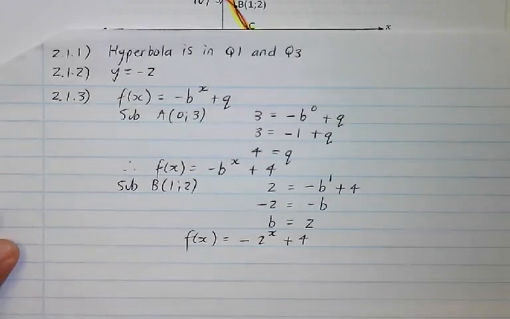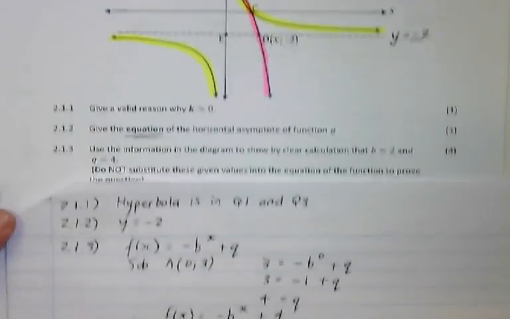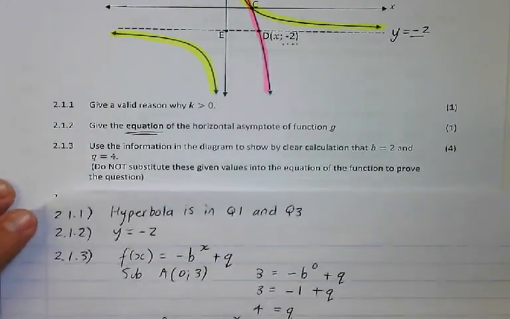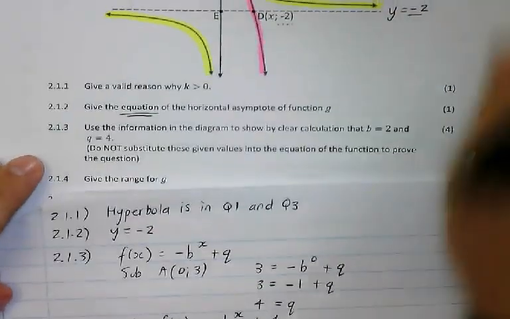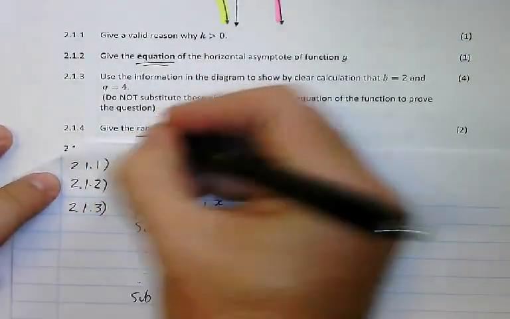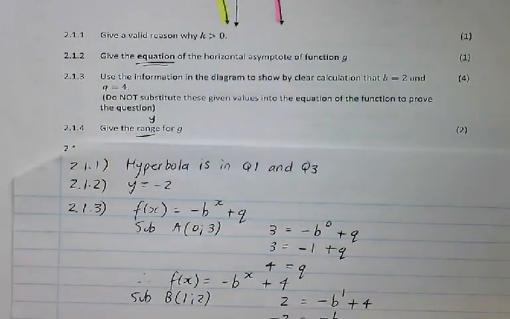2.1.3 says the following. Use the information in the diagram. Okay, we just did number 3. Number 4, give the range for g. The range, remember, refers to the y values in a picture. So, the y values of g, being our yellow graph, would be what?